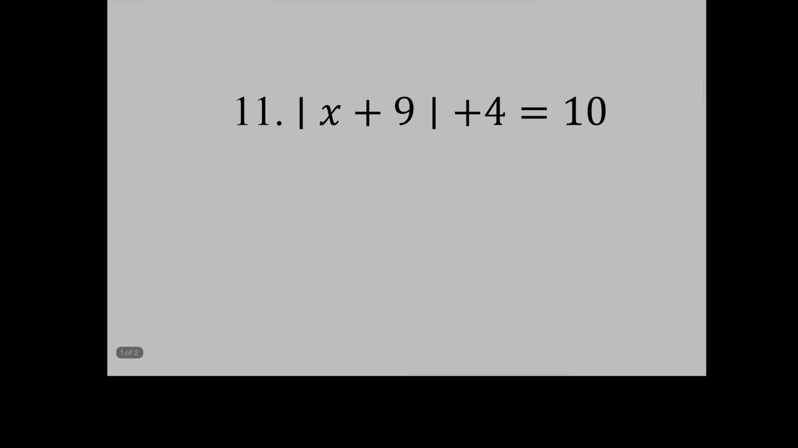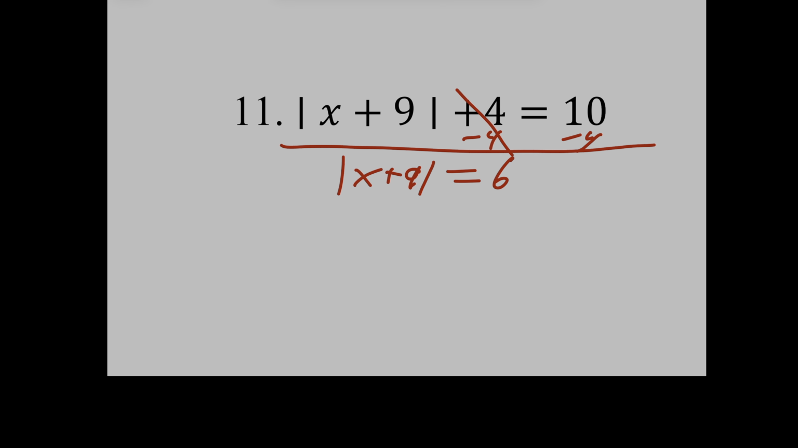Going on to number 11. So absolute value is not alone. So I have to get it by itself first. That is goal number 1, is get that absolute value by itself. So now I get this, right? And then 10 minus 4 is going to be 6.